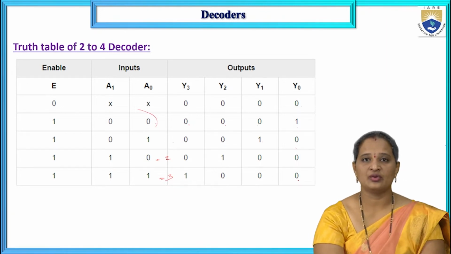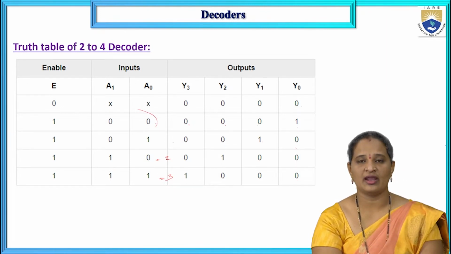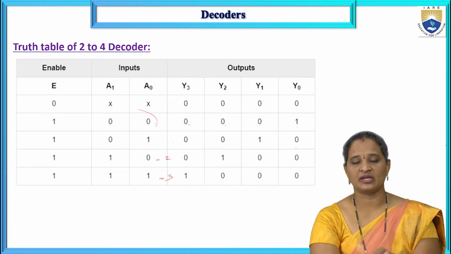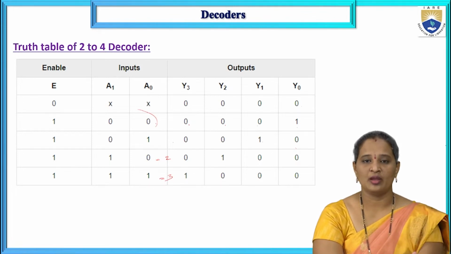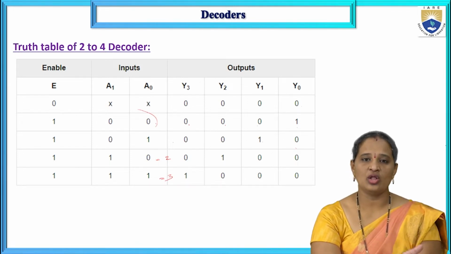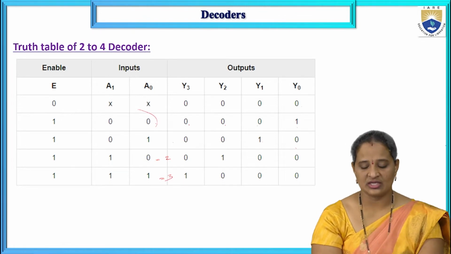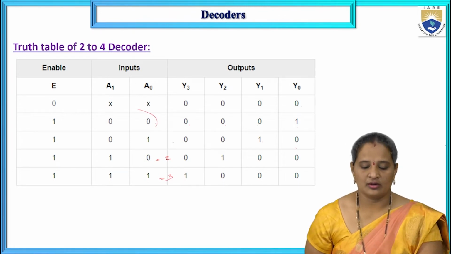So this is the truth table of the 2-to-4 decoder, and one thing we have to remember: the decoder is enabled and performs its operation only when the enable input is high. When the enable input is low, irrespective of the input, all the outputs will become 0. So this is the decoder truth table.